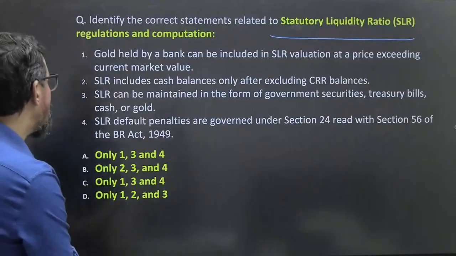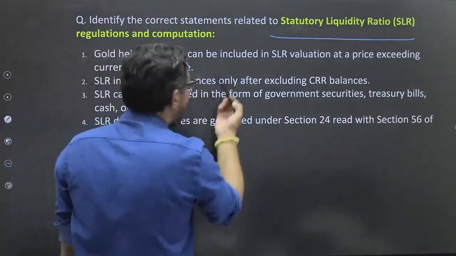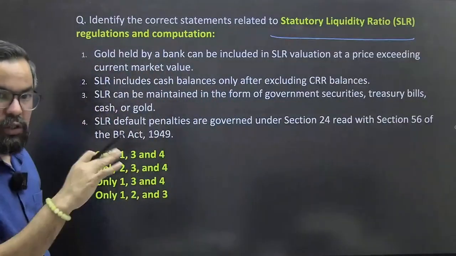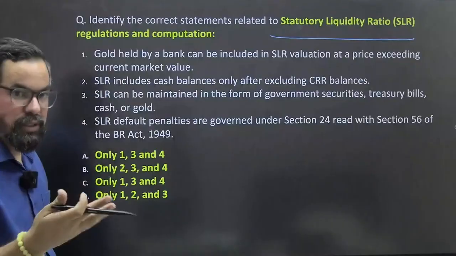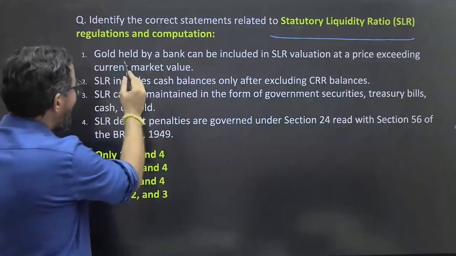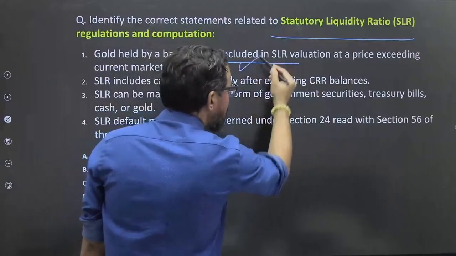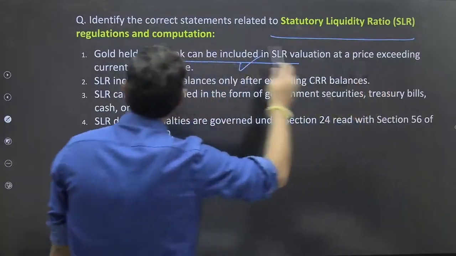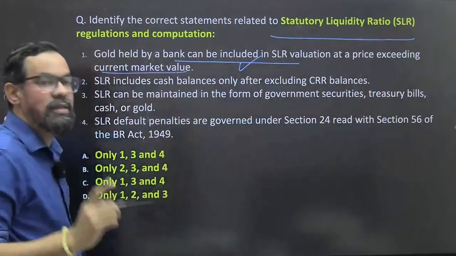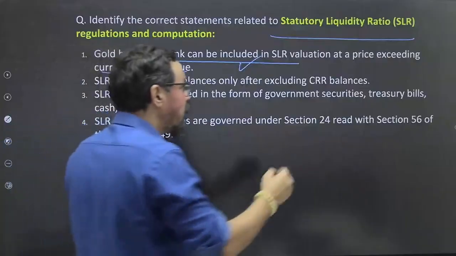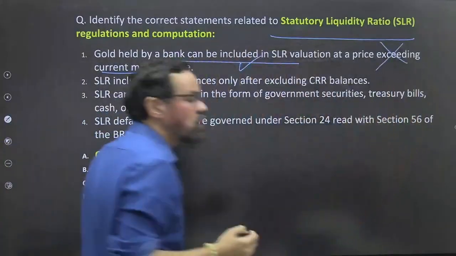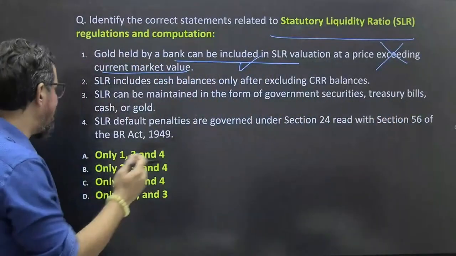SLR के लिए? So gold held by bank can, SLR we can maintain in the form of cash, gold and government securities, approved securities. जी सर, ठीक है. So gold held by bank can be included in SLR valuation, true, at price exceeding current market price. ठीक है, the second statement is wrong here. ठीक है, it should be at market price or below that, not exceeding.